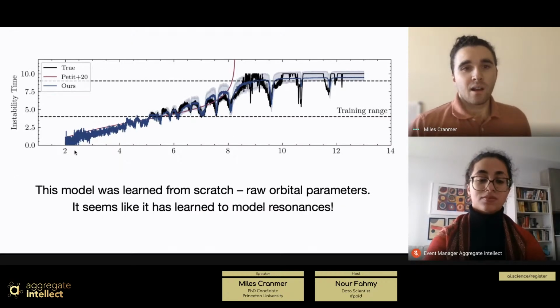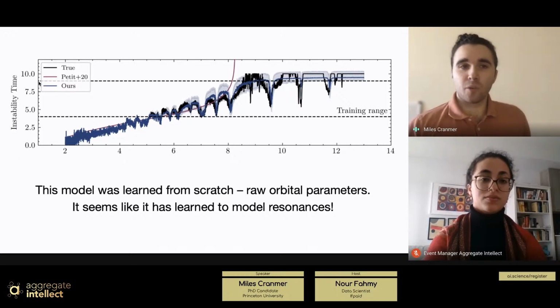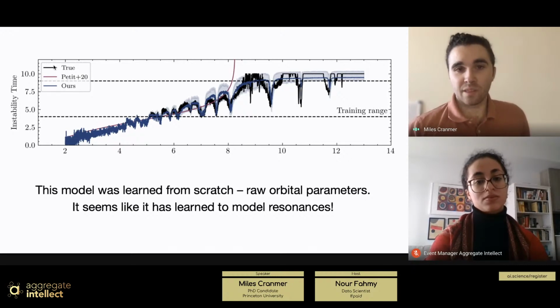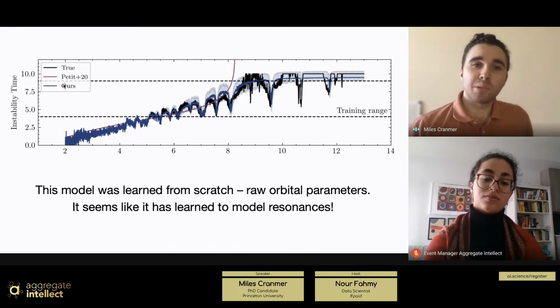This curve is the log instability time. This is 1 billion orbits. This is 10,000 orbits. The true result for these simulations is the black curve, and you can see that our model is the blue curve.